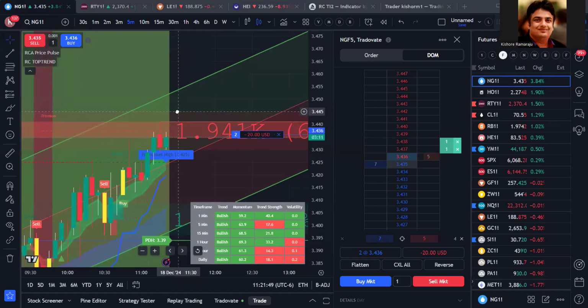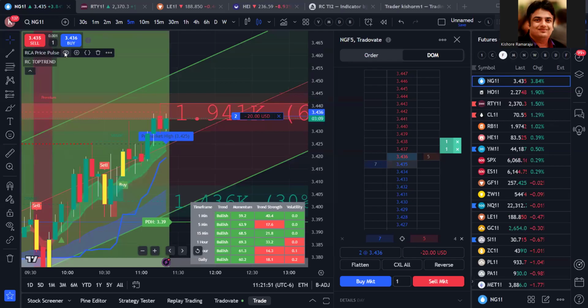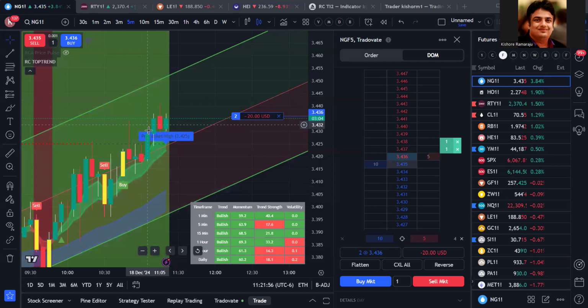So if you have only, let us say, top trend, then I won't know where the big companies are selling, right? For example, I enabled only top trend because I saw that it is completely bullish. The clouds are green and blue, the background is green. I just took my long position here.